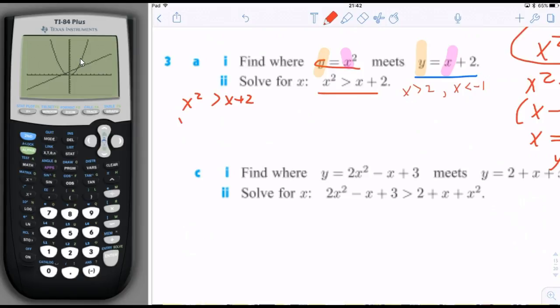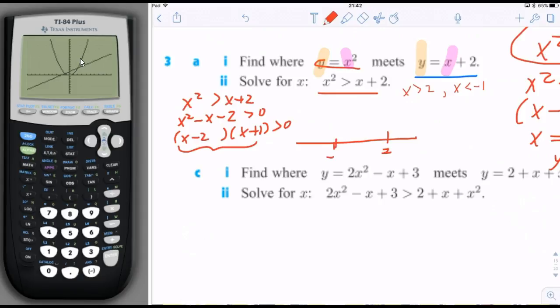First, I'm going to put everything on the left side by subtracting everything over. So I get x squared minus x minus 2 is greater than 0. Now I'm going to factor this. I get x minus 2 times x plus 1 is greater than 0, right? All right. And I know that this function here is equal to 0 at 2 points. It's equal to 0 at 2, and it's equal to 0 at negative 1.